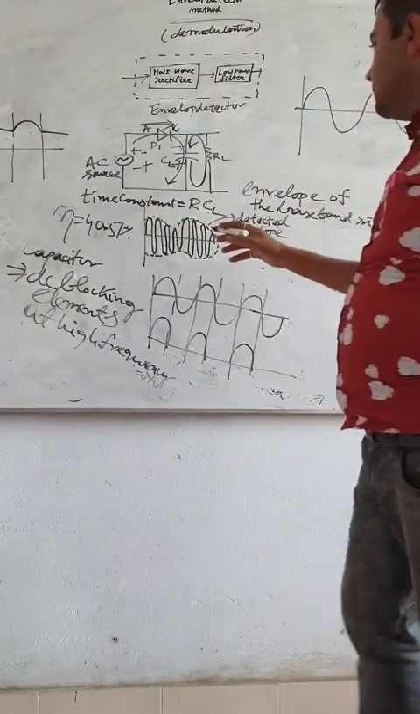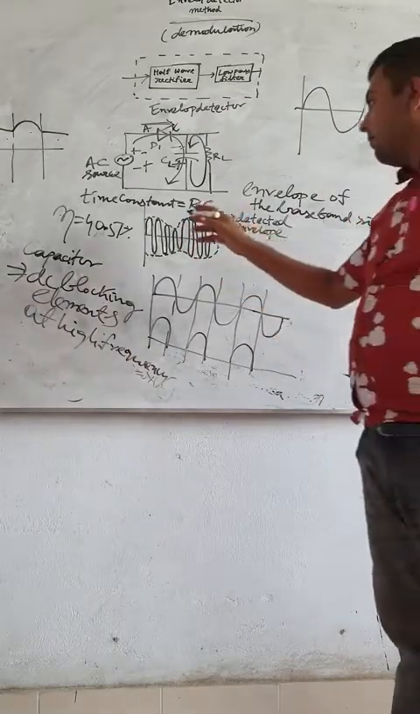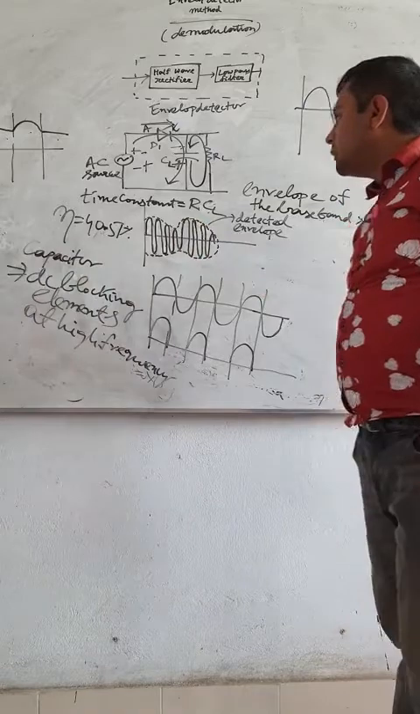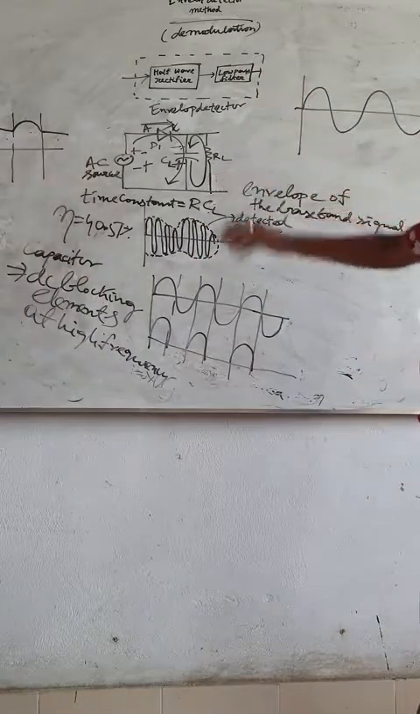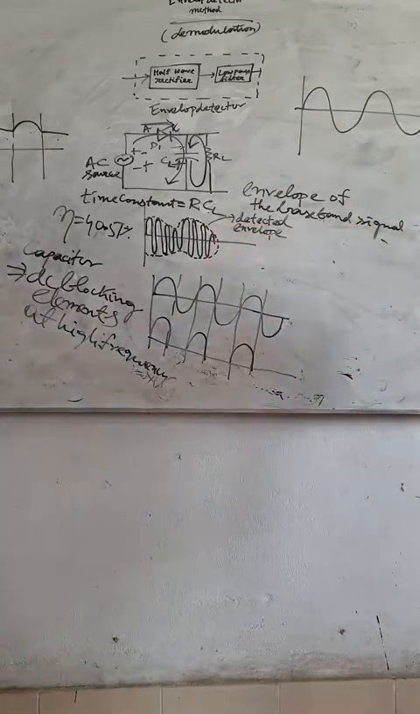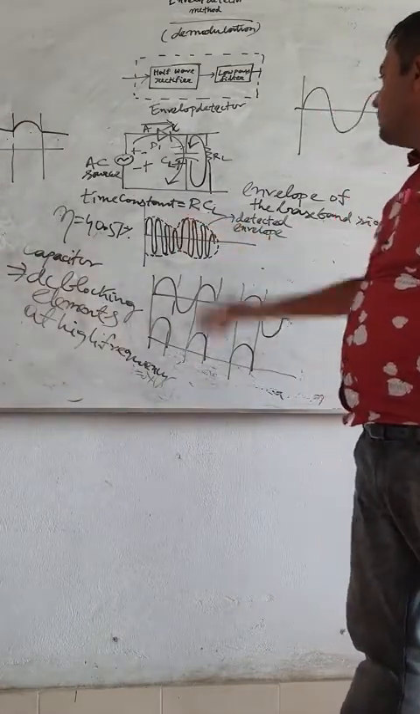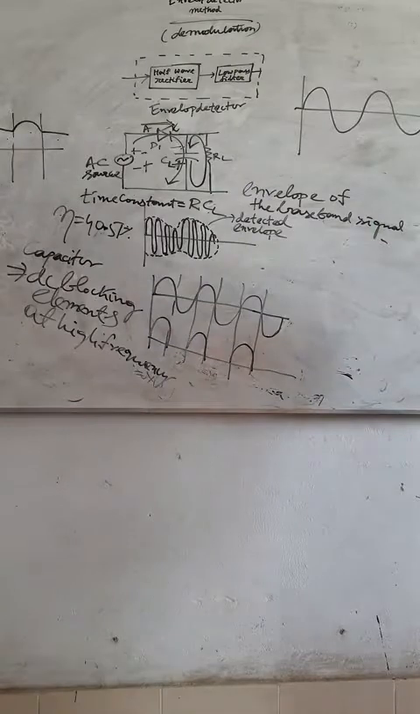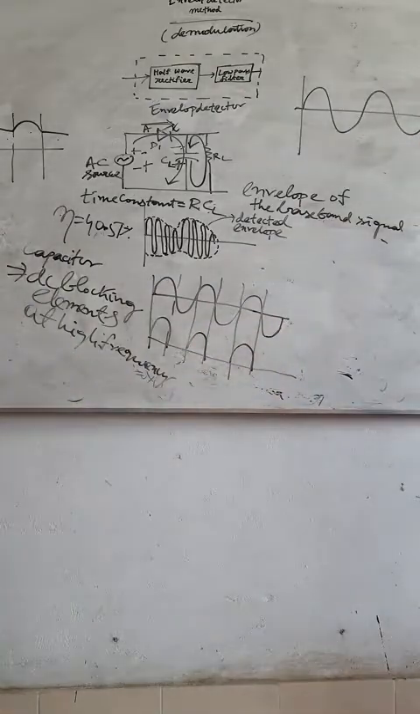So this is the envelope of the baseband signal, which will be detected using a half wave rectifier and low pass filter combination. That is called an envelope detector. The envelope detector detects the envelope of the baseband signal, and that envelope will be treated as the modulating signal. And once it is done, we can trace the modulating signal by using that envelope only.